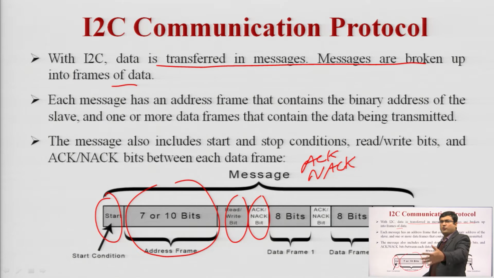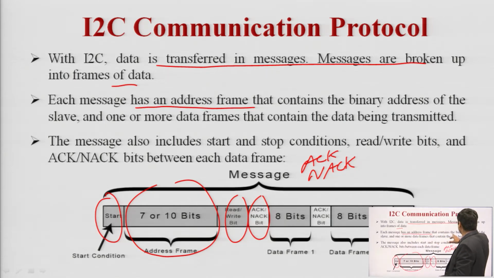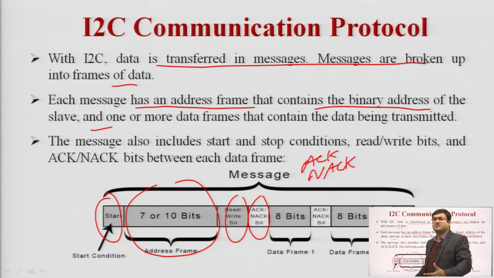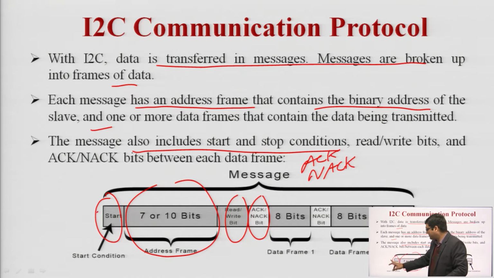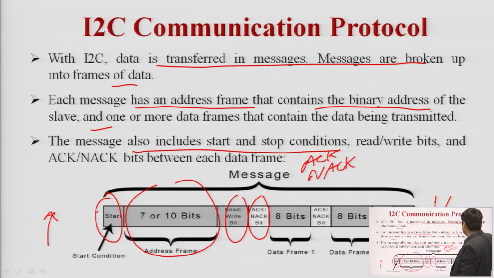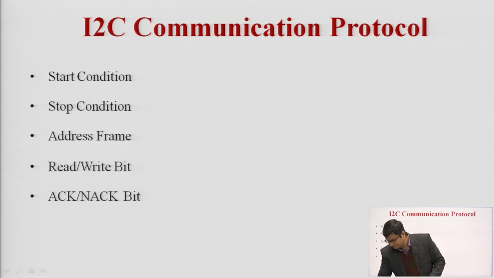So, a message is broken into parts, and each message has an address frame, which I have already discussed, which contains the binary address of the slave. To which slave it is communicating, it provides the address in the address frame. A message also includes start and stop conditions. Start represents the start of the pulses, and stop represents the end of the pulses. So, we have other signals, the read/write bit, ACK, and NACK, in our message frame. Let us discuss these broken parts one by one.